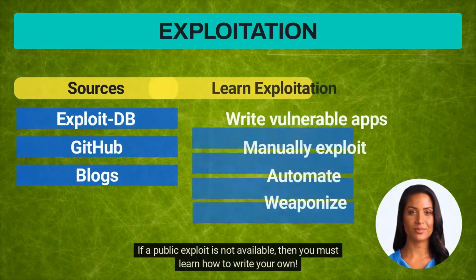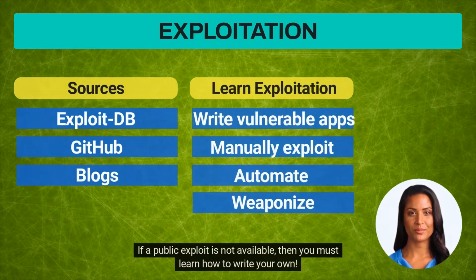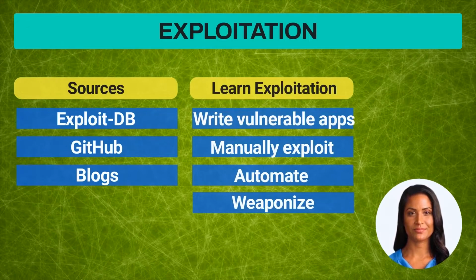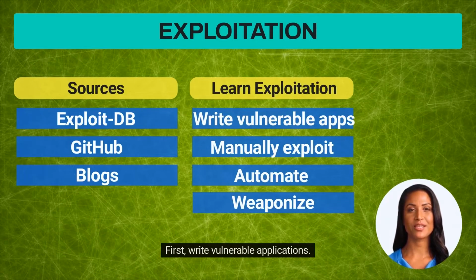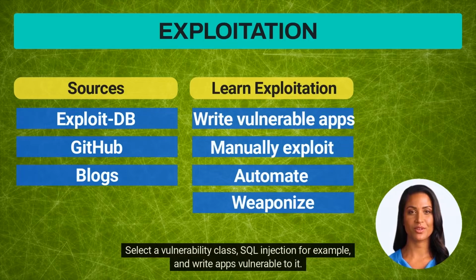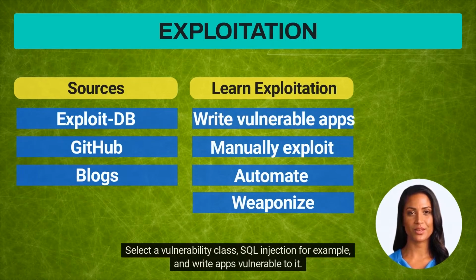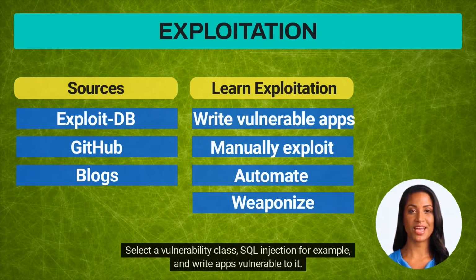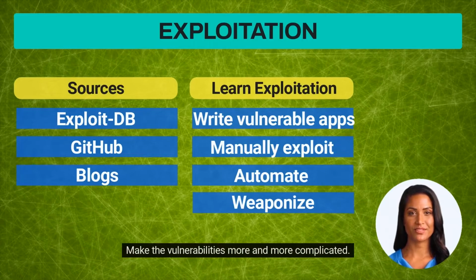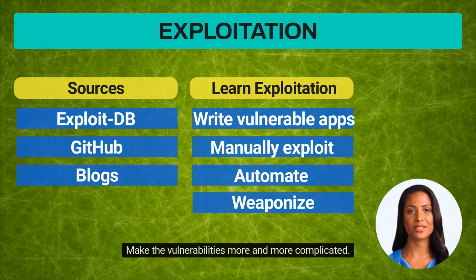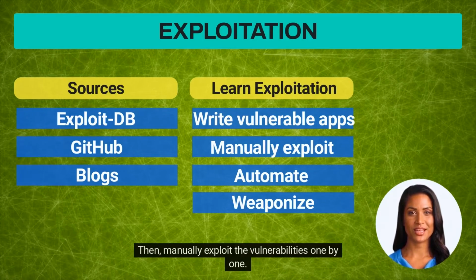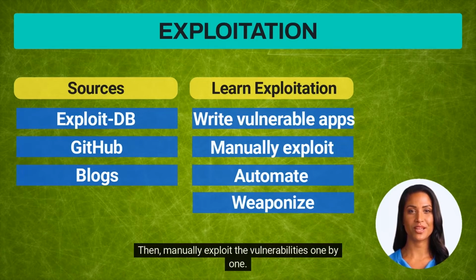If a public exploit is not available, then you must learn how to write your own. First, write vulnerable applications. Select a vulnerability class, SQL injection for example, and write apps vulnerable to it. Make the vulnerabilities more and more complicated. Then manually exploit the vulnerabilities one by one.